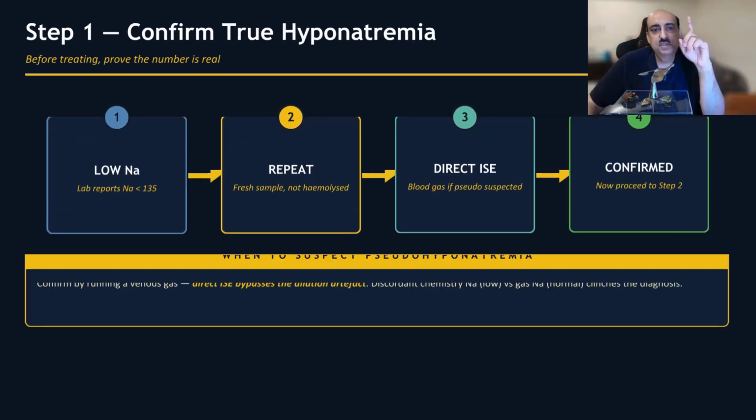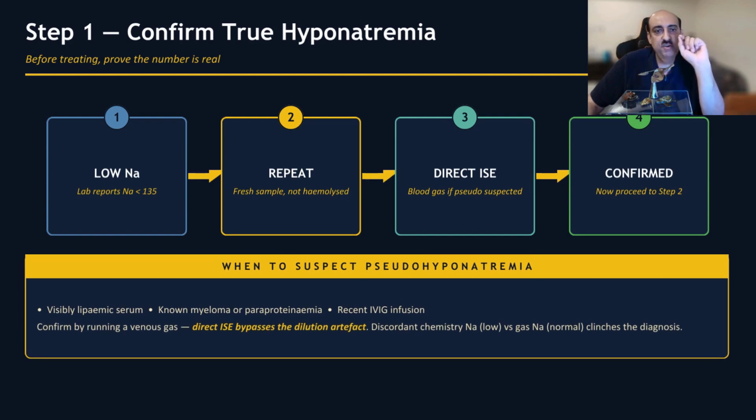Step number 1 of this process, confirm that the hyponatremia is real before you chase it. So do not think like a techie at this stage, hurrying and rushing. Think of Brady. Brady means slow thinking, a thoughtful process. Repeat the sample if you suspect that it's possibly hemolyzed, because a hemolyzed sample will read falsely as hyponatremia.